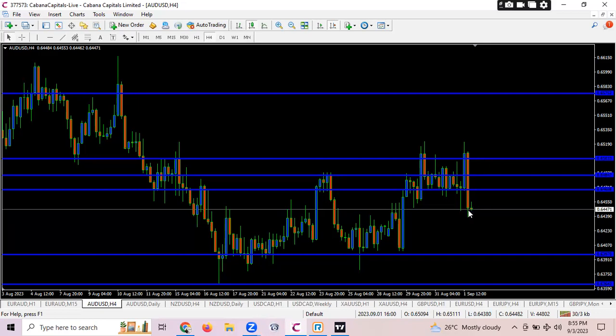Okay, so daily and 4-hour is what? Bearish. Weekly is bullish. Monthly is neither bullish nor bearish. I hope that is clear. So that's my take on Australian dollar USD.